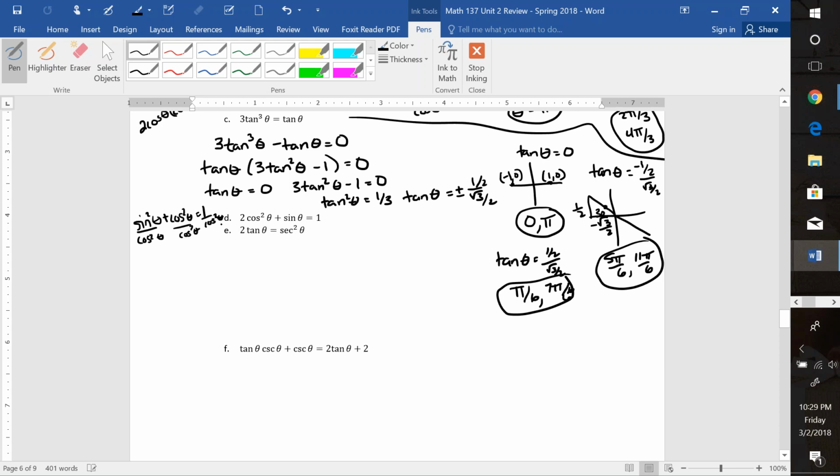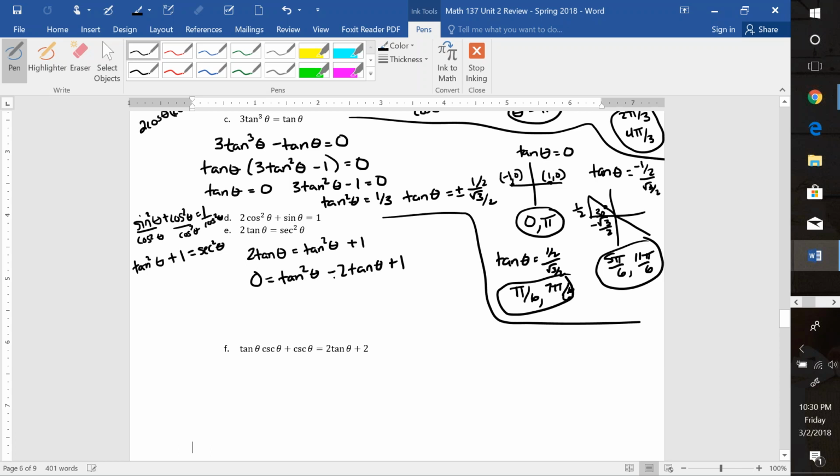So just imagine doing that all the way across. Sine over cosine is tangent squared, cosine over itself is 1, and secant squared. So we can replace secant squared with tangent squared plus 1. So this would be 2 tan theta equals tangent squared theta plus 1. Since the tan squared is positive, I'm actually going to move the 2 tan over. So this would be 0 equals tan squared theta minus 2 tan theta plus 1.